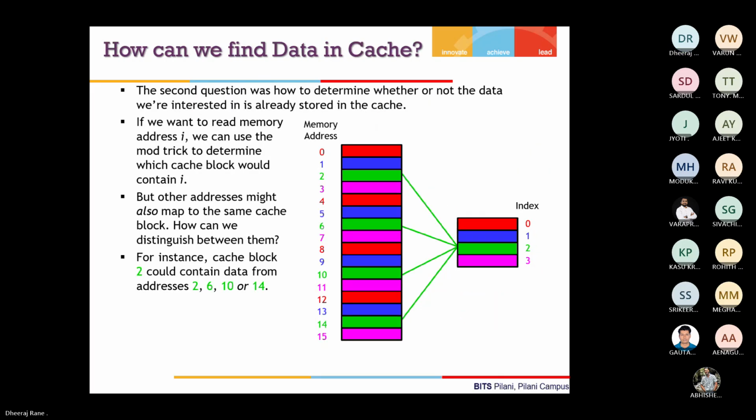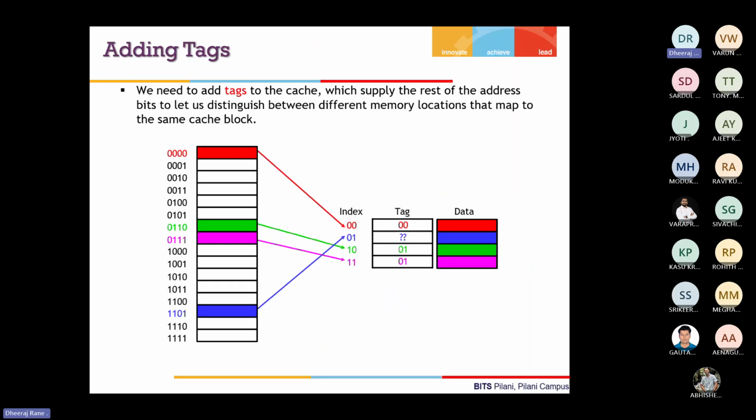Okay. Now, how can we find data in the cache, or how can we see the tag bits? So we can just have a look. Tag bits are already there because of the difference between the main memory and your cache size. Because of the difference in size, the tag bits are already there. Corresponding to index 00, 01, 10, and 11, these are the tag bits.